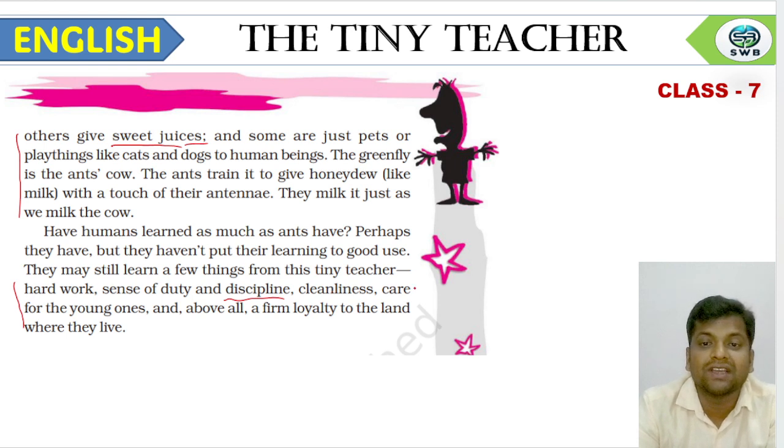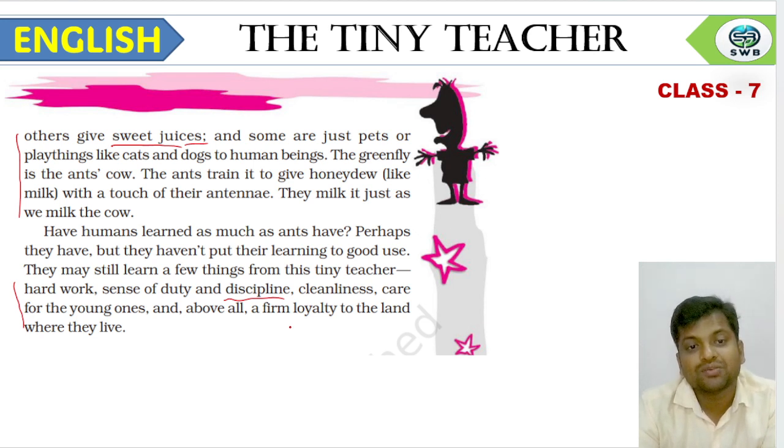And care for your young ones, as your parents take care of you. So how to take care of young ones? This is the thing you must learn from the ant society. At the same time, loyalty to your motherland, as they are very loyal to their nests or ant hill. You must be very loyal to your motherland. These are the six or seven things you must learn. You must remember them by heart. So these are the things we learn from a small creature like the ant. So here the topic ends. Thank you.